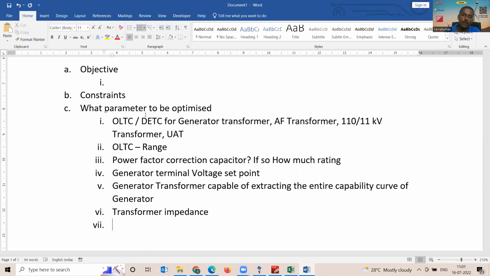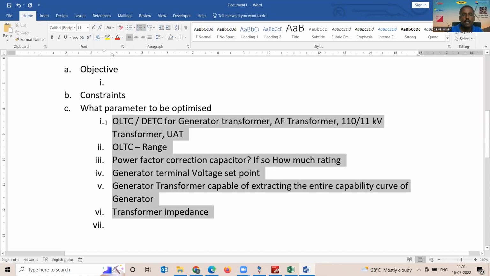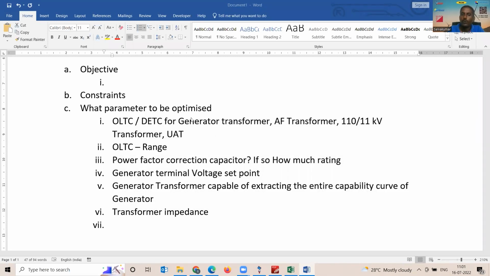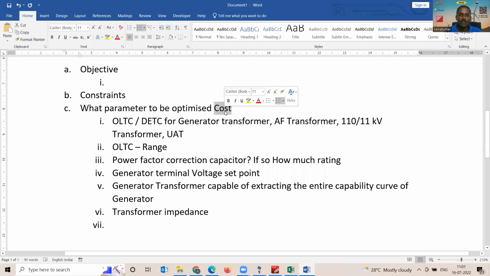So at least from our perspective, with whatever assumptions are available from the mechanical team or from other teams, you should clearly decide what the parameter to be optimized is. And of course, needless to say, cost is always the king, or price or money is always the king, right? So needless to say, cost is to be optimized.